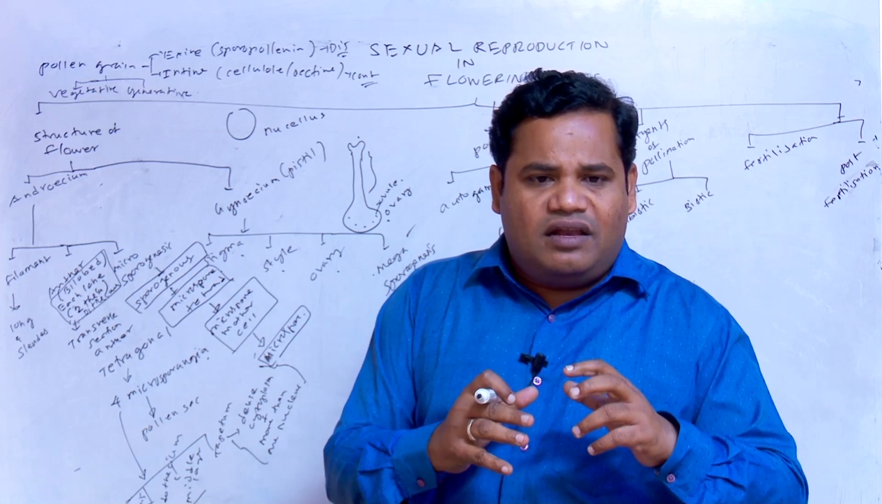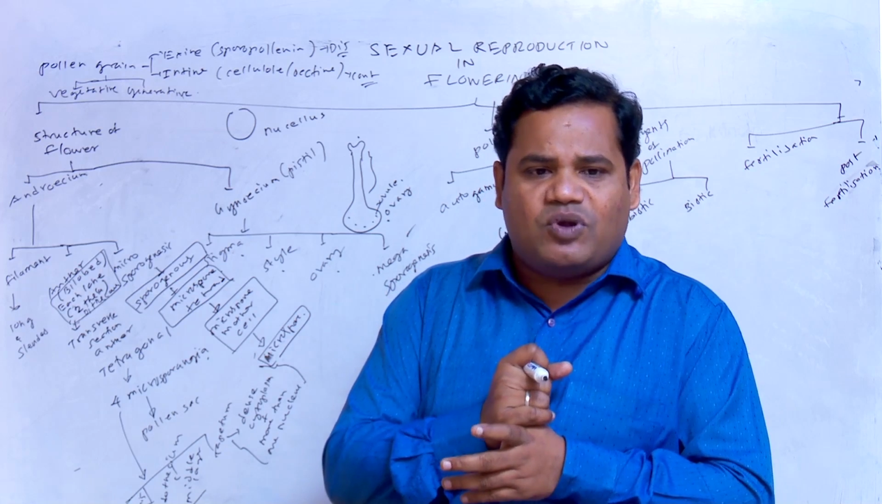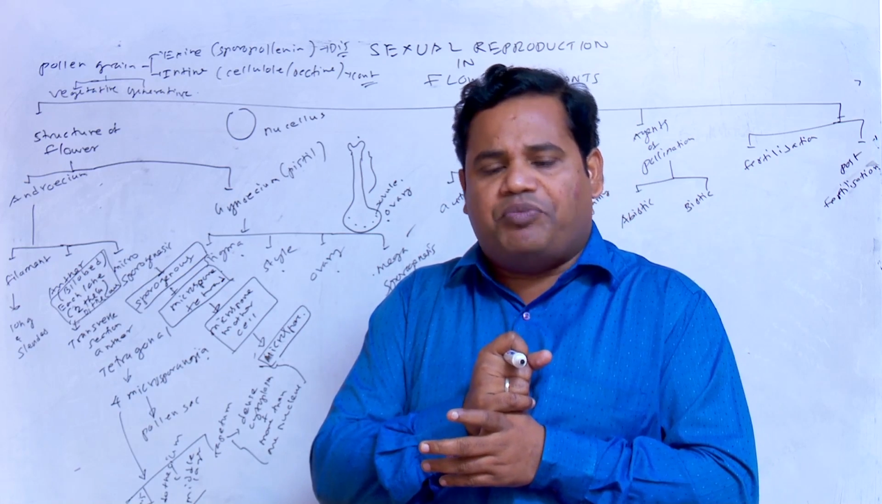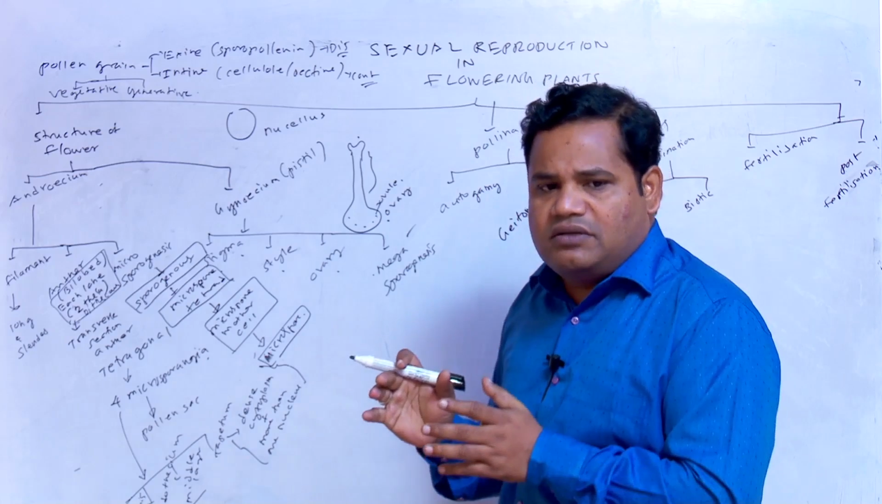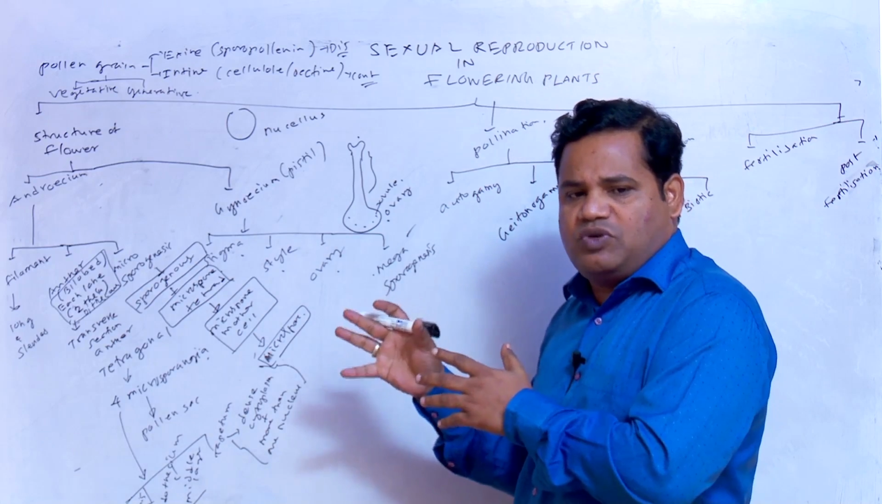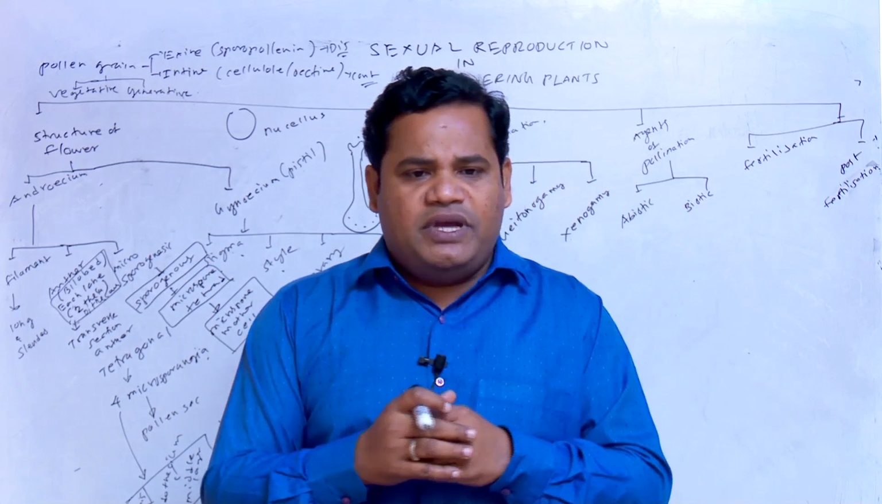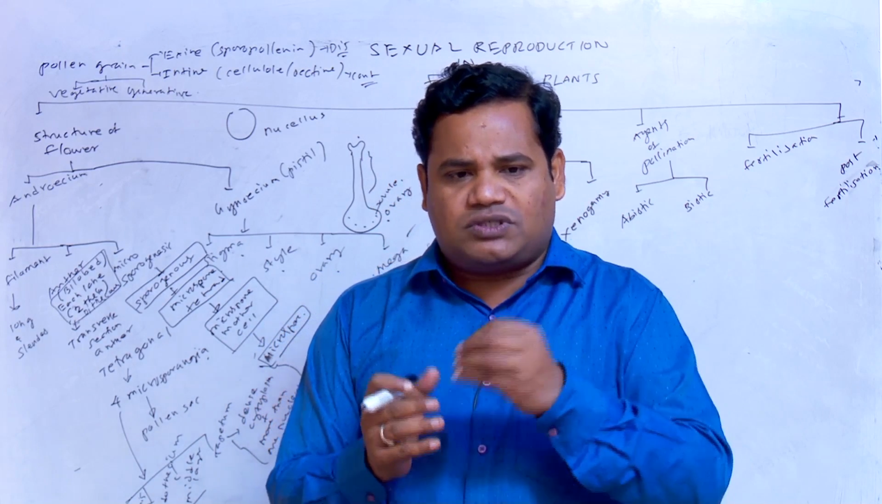An ovule generally has a single embryo sac formed from a megaspore through meiosis. So let me discuss megasporogenesis, the formation of megaspores in the ovule.